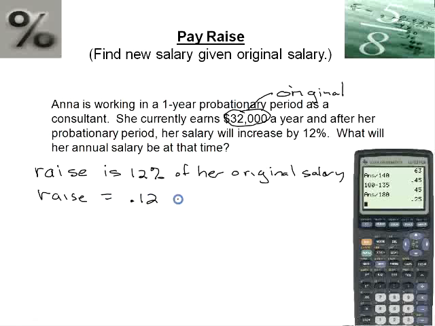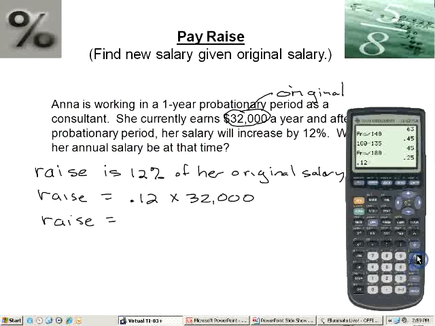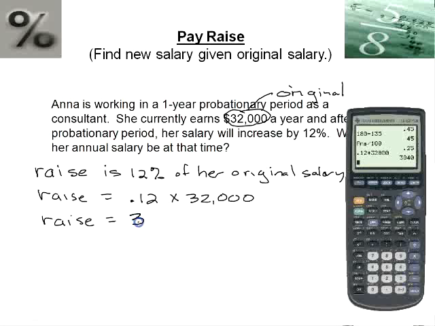So her raise is 0.12, 12% in decimal form, times her original salary, $32,000. So her raise is 0.12 times 32,000, $3,840. That's not her new salary, that's her raise.